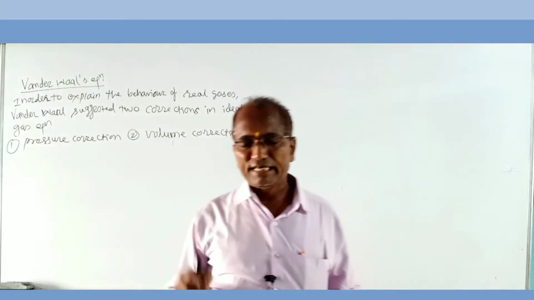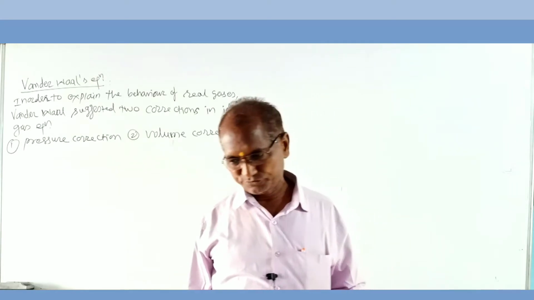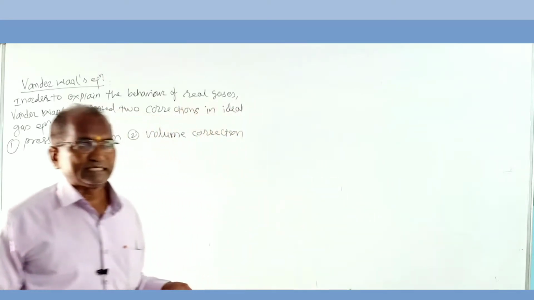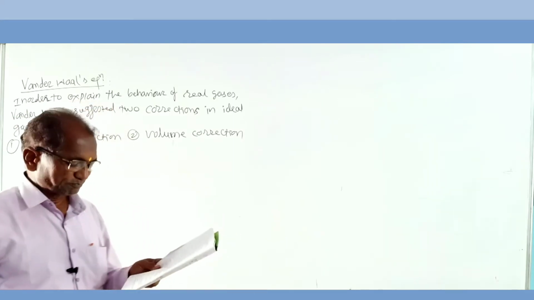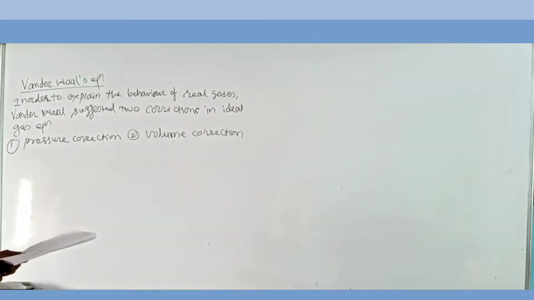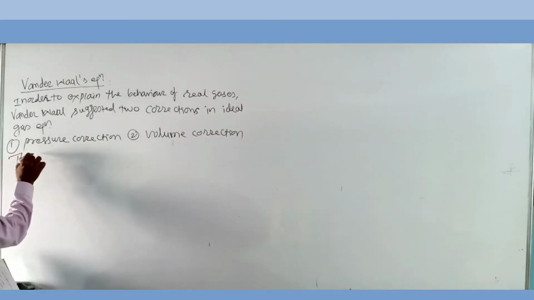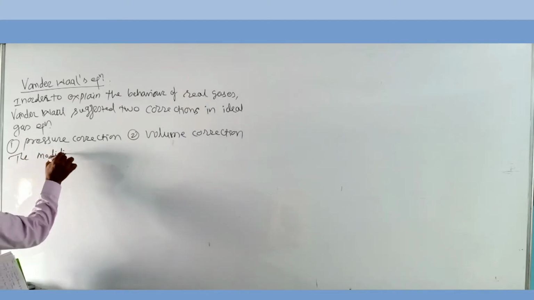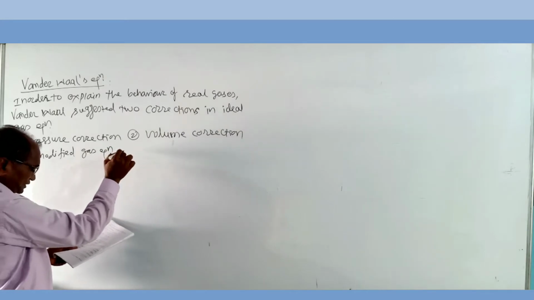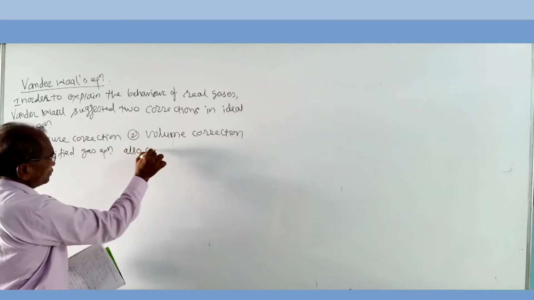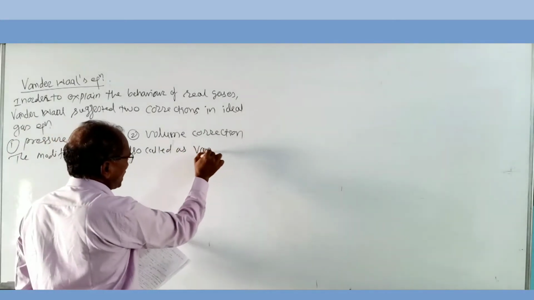Pressure correction means the intermolecular forces of attraction, and volume correction means a gas molecule has negligible volume. The modified gas equation is also called the van der Waals equation.